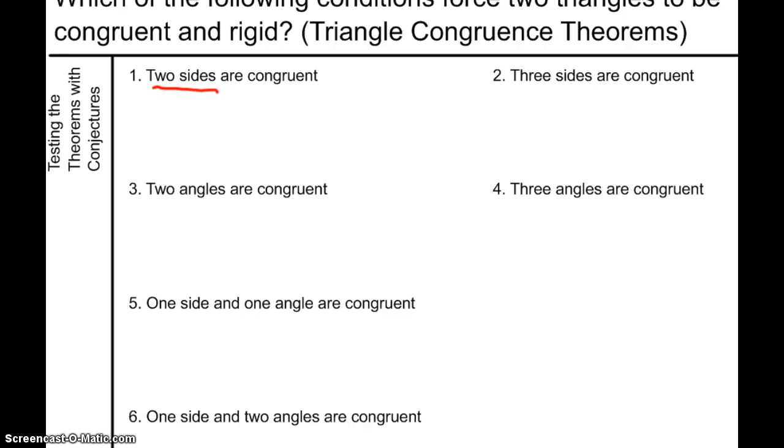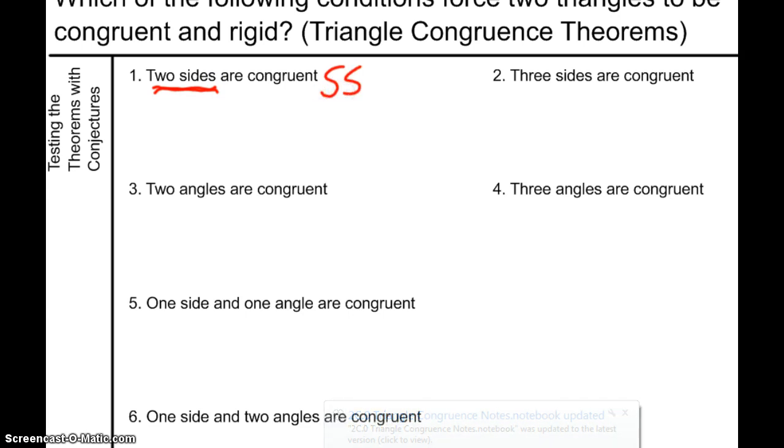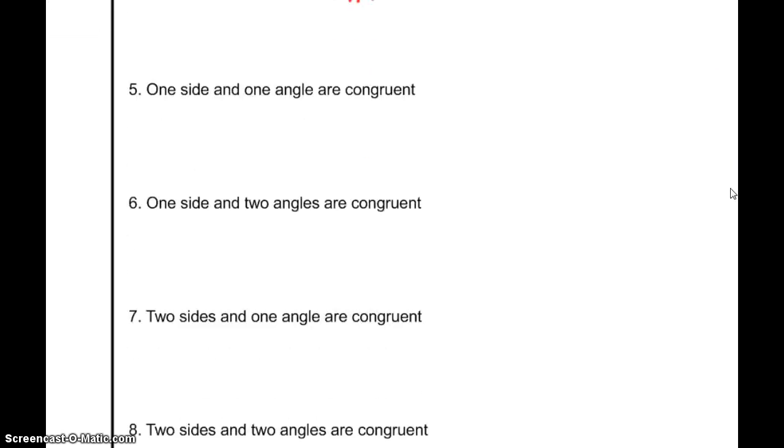To be able to talk about these a little more easily, we're going to write all these out in a shorthand. Okay? When I talk about 2 sides having to be the same, I'm going to write that as SS for side. 3 sides, I'll write that as SSS. 2 angles will be AA for angle, and 3 angles will be AAA. For 1 side and 1 angle, I'll write side, angle.